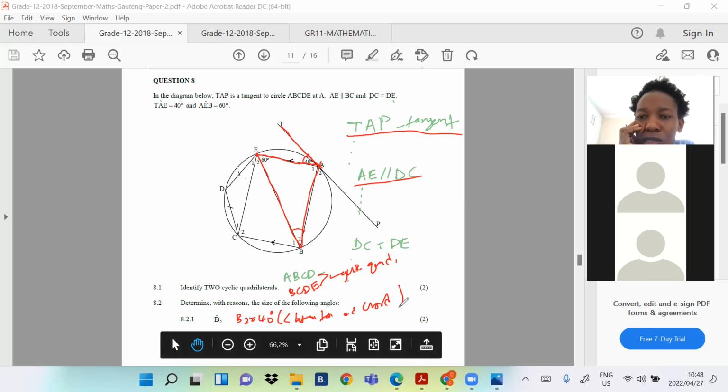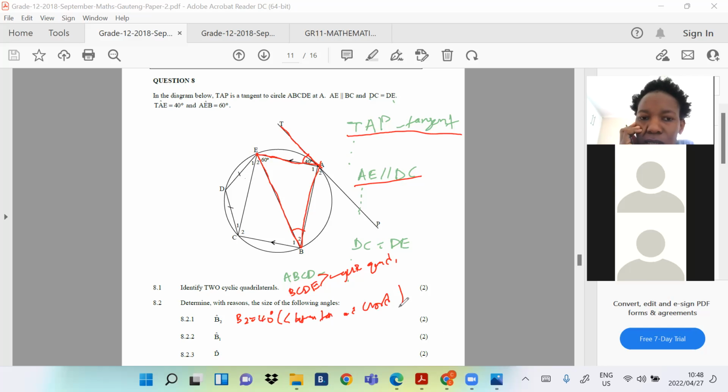Does it make sense, Wabudi? Yes. Yeah, okay, that's the angle between a tangent and a chord. Okay, so that's that one. We got B2 to be 40 degrees. So this is 40, right? And then B1. So what is B1?